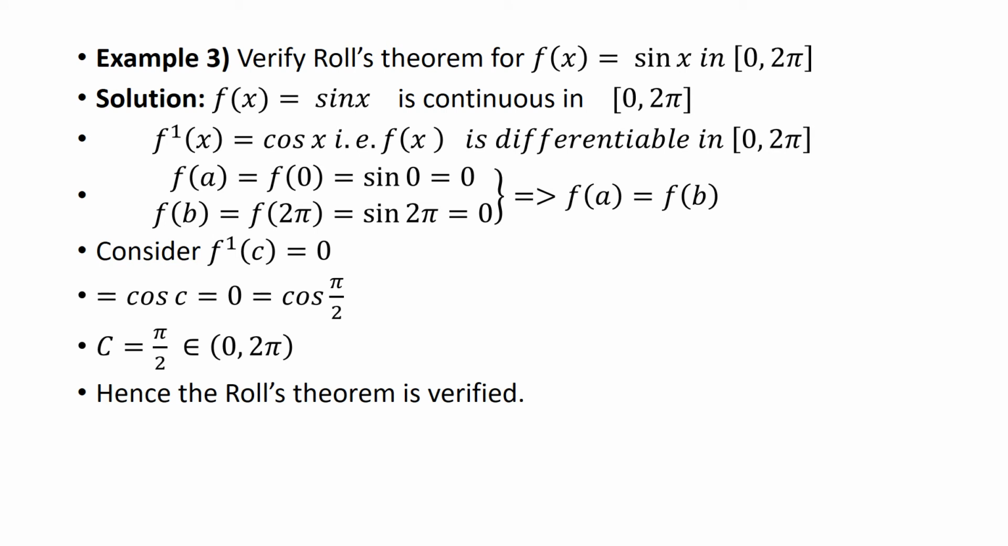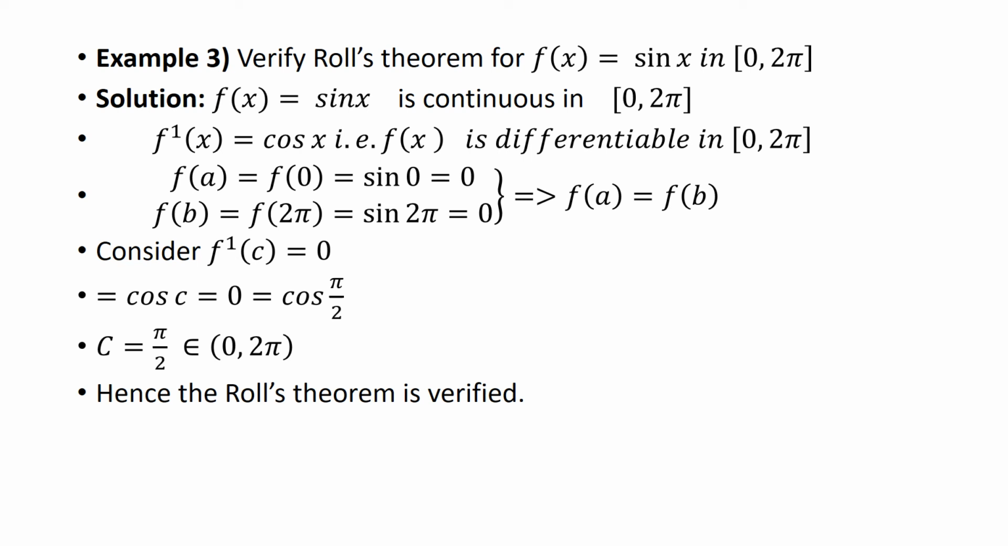And the third problem is that you have to verify Rolle's theorem for the function f of x equal to sin x in the interval 0, 2 pi. So the given function f of x is sin x and it is continuous in the interval 0, 2 pi. And if we see, f dash of x is cos x, so we can also say that f of x is differentiable in the open interval (0, 2 pi), because we have f dash of x equal to cos x. For the third condition, f of a is equal to f of 0, so sin 0 is 0, and f of b is equal to f of 2 pi, sin 2 pi is also equal to 0. The third condition is also satisfied, that is f of a is equal to f of b.